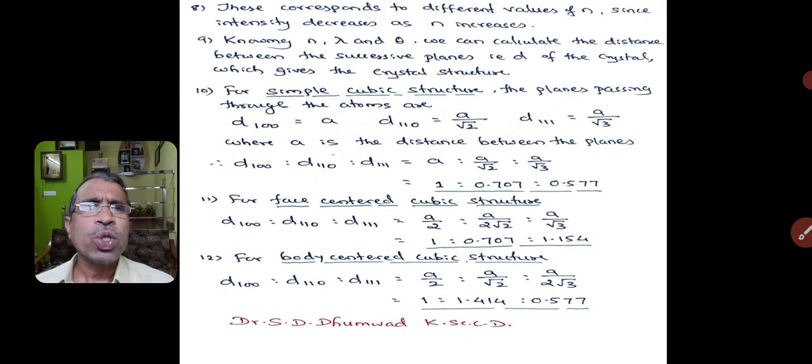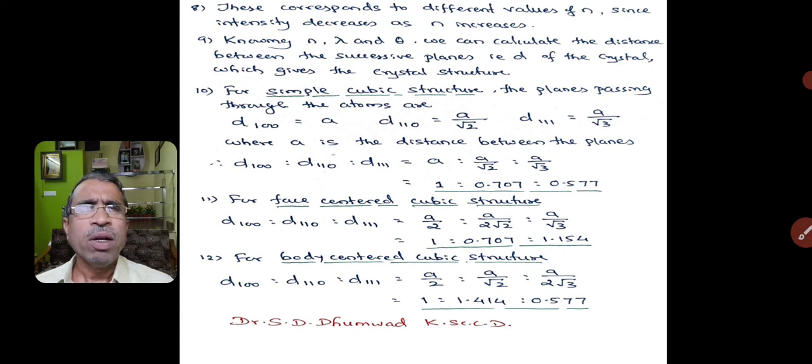This corresponds to different values of n, since intensities decrease as n increases. Knowing n, lambda and theta, we can calculate the distance between the two successive planes, that is d, of the crystals, which gives the crystal structure.